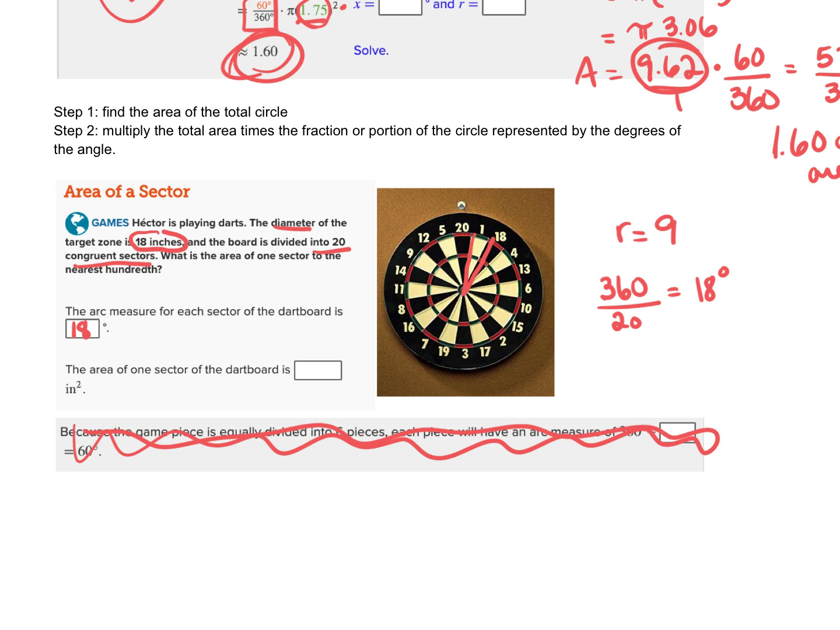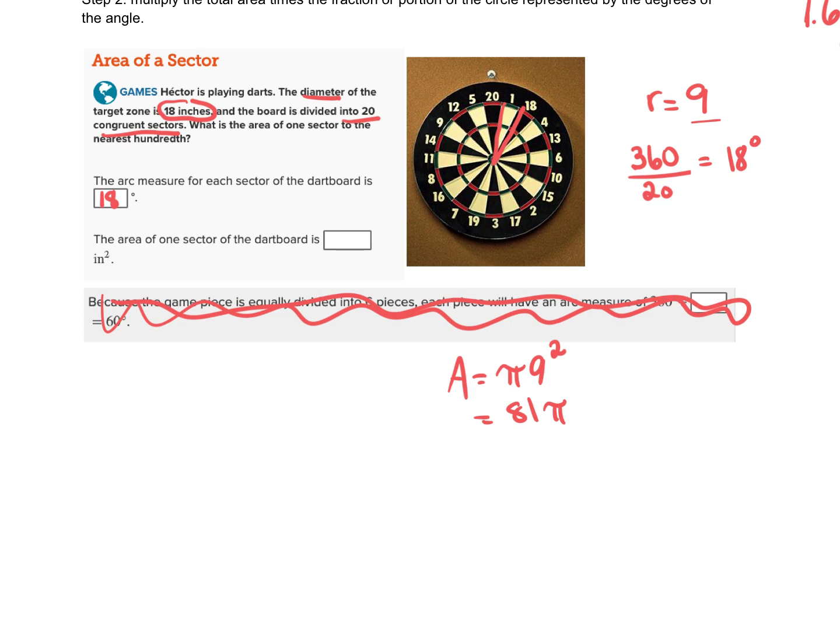So let's first find the area of the total dartboard. If I have a radius of 9, it's going to be pi times 9 squared, or 81 pi, because 9 times 9 is 81. So 81 times pi gives me a total area of 254.5.